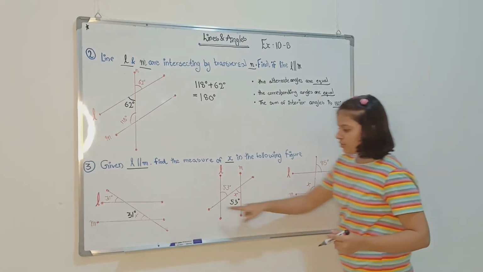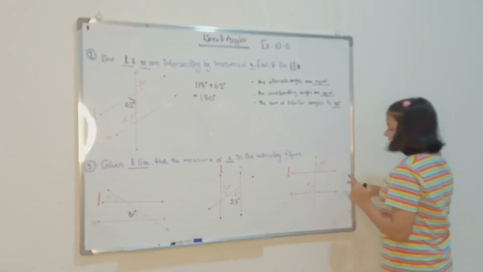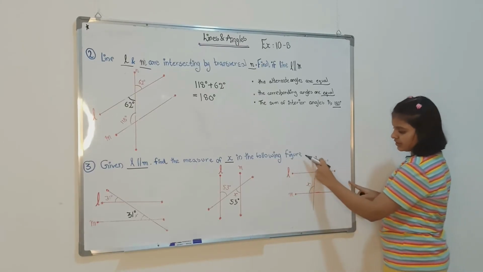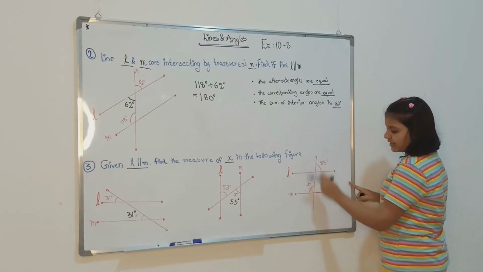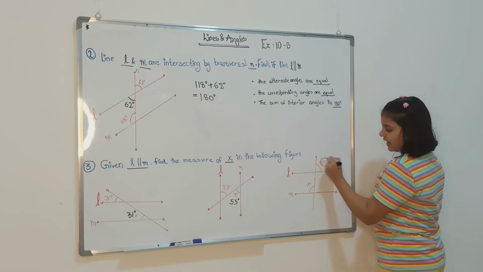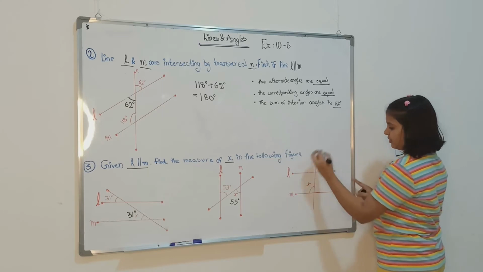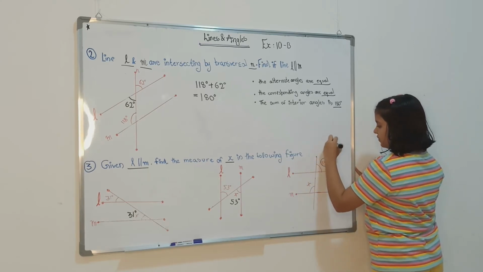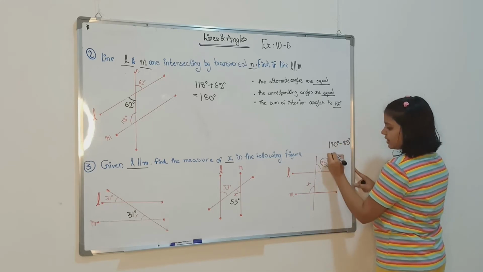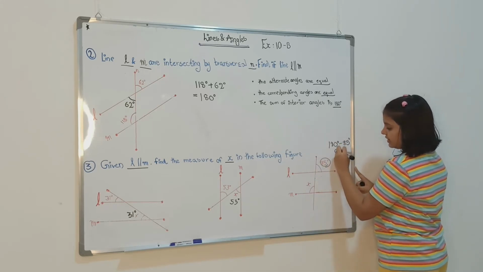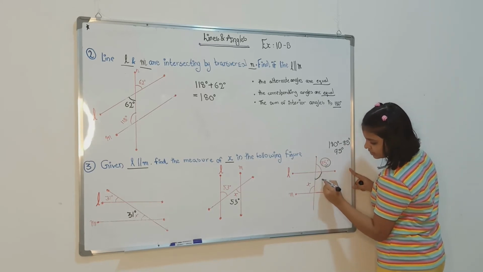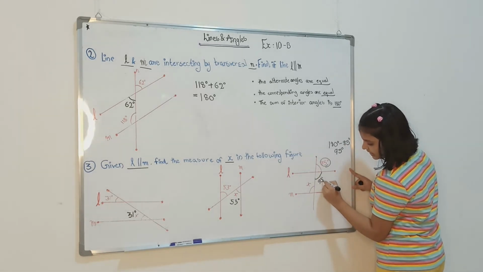In these two figures we used one property, and in this figure we used two properties. If you see, there is a straight line, and a straight line means 180 degree, and we have one angle given. We have to find the other angle. So what we do is 180 degree minus 85 degree. Now we'll get the answer, 95 degree. So this angle is also 95 degree.